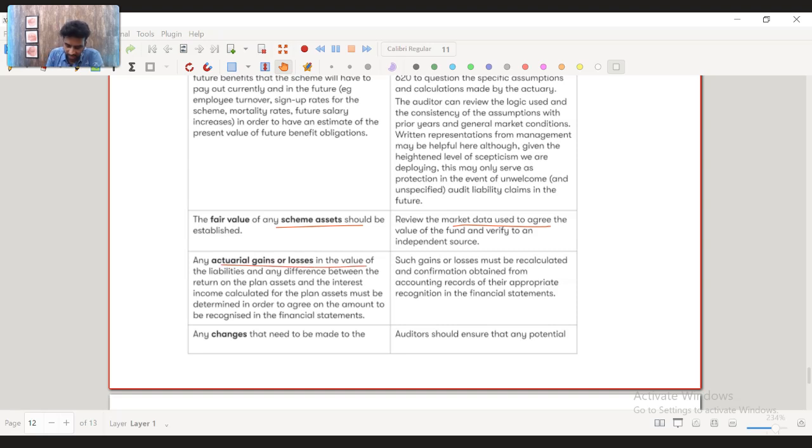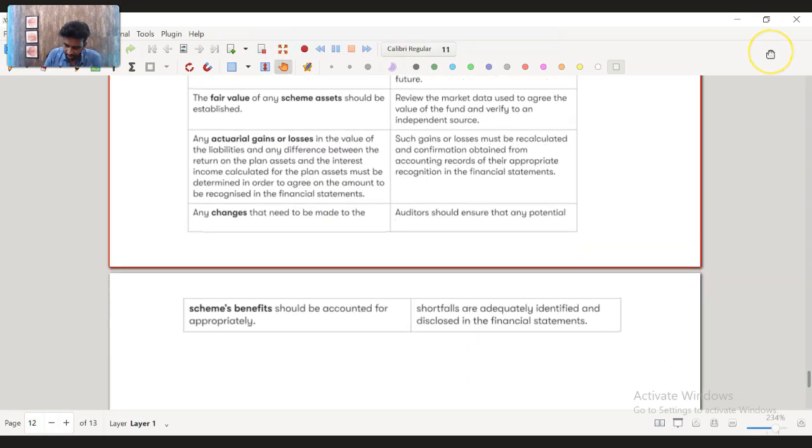Actuarial gains or losses in the value of liabilities and any differences between the return on plan assets and the interest income calculated on the plan assets must be determined in order to agree on the amount. So this actuarial gain or loss you can actually recalculate. As an auditor you can recalculate the actuarial gain or loss, and you can obtain confirmation from the records to see if the recalculated amount as per the auditor matches what is reported in the accounts. Any changes that need to be made, the auditor should ensure that any potential changes are appropriately accounted for.